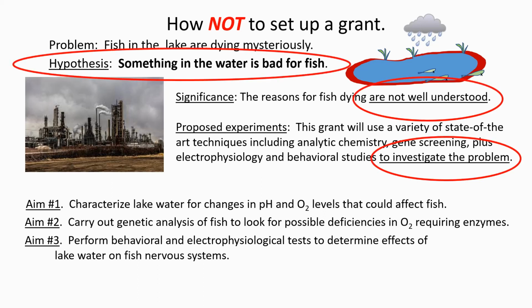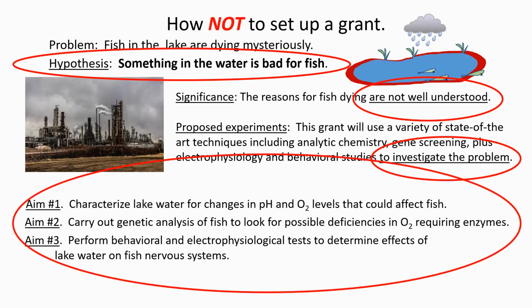This vague statement in the beginning that says it's a hypothesis is not really a hypothesis. It's a general statement which isn't readily testable. The significant statement is trivial and uninformative. Of course, the reasons are not well understood. That's why they wrote the grant. And similarly, we understand they're going to do the experiments in order to investigate the problem.